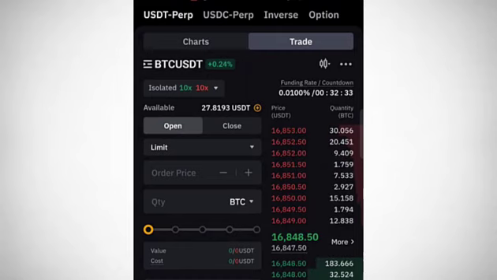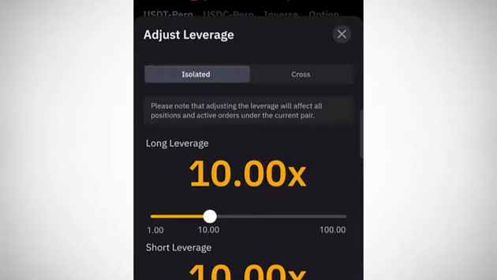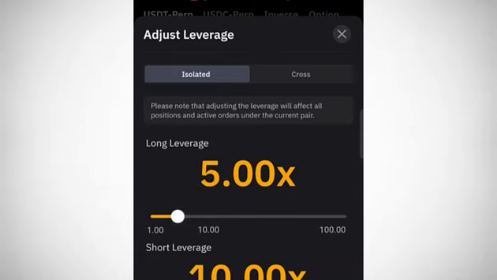Then next, you set your leverage. You click on leverage. Make sure you select isolated and you use 5x. Like I said, use 5x unless you're already experienced in futures trading, then you can use above 5x. But if you are just starting out, 5x is ideal for you. After selecting your leverage for both short and long positions, you click on save.